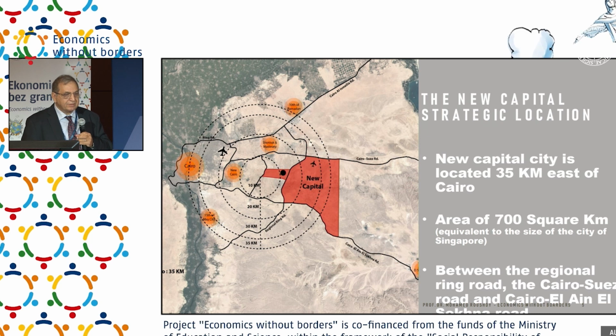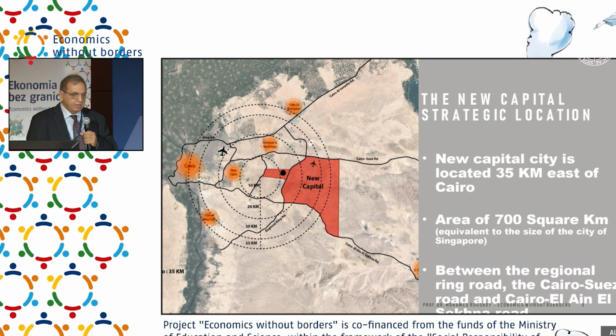The new capital's strategic location: the new capital city is located 35 kilometers east of Cairo. The area of the new capital is 700 square kilometers, equivalent to the size of the city of Singapore, between the regional ring road, the Cairo Suez Road and the Cairo El Ain Sokhna Road.